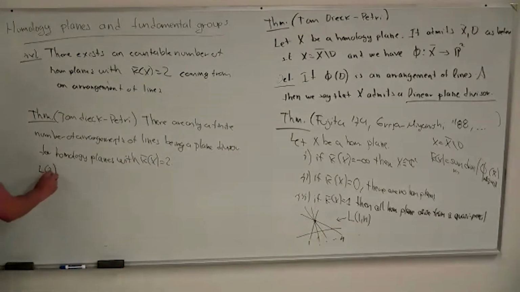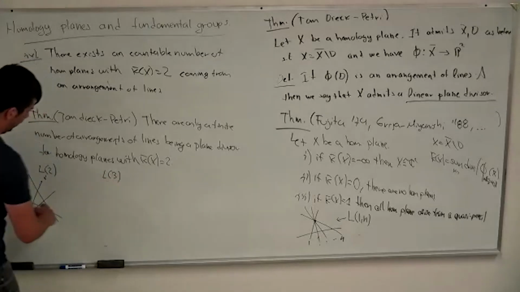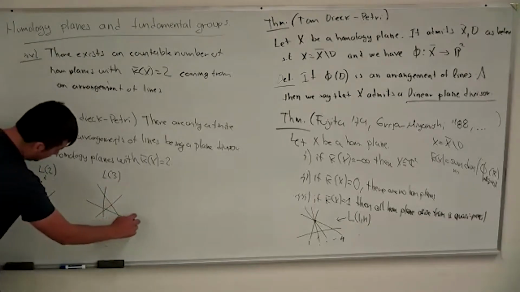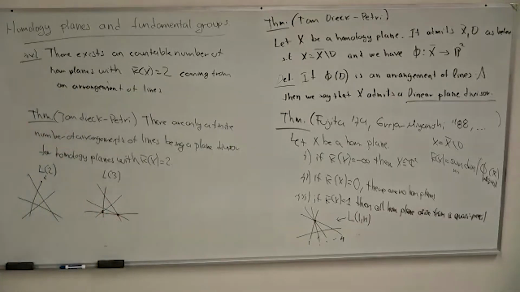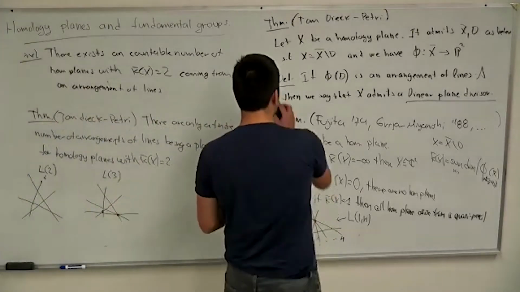So for example, let me give you L2. L2 is an arrangement of 4 lines in general position. Let me give you L3. L3 is this arrangement plus 1 line passing through double points. And Tom, Dick, and Petri say that we can obtain the Ramanujam surface out of this arrangement of lines. So, okay.